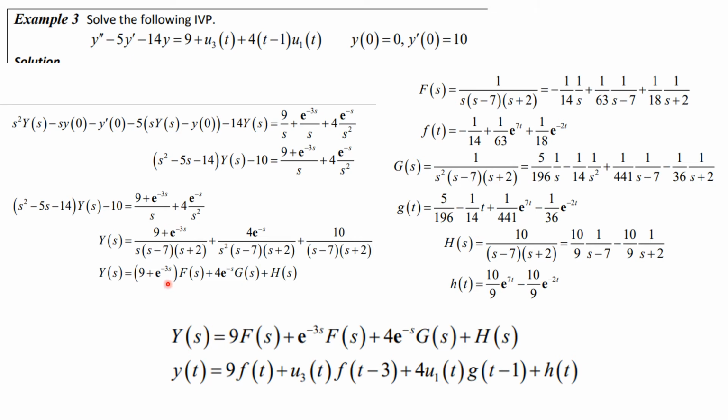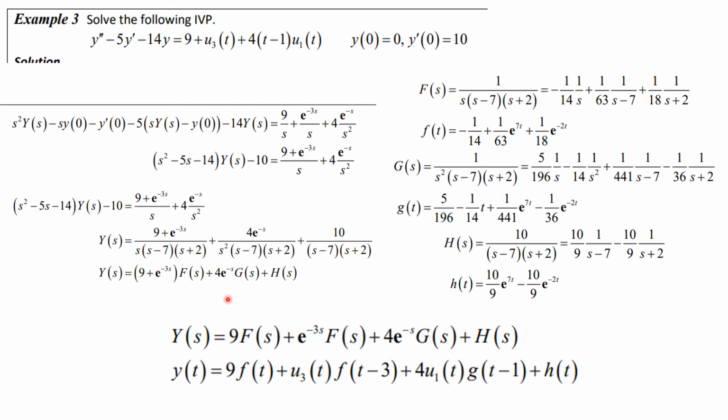But this time, what happens is I end up with an F(s), a G(s), and an H(s). I have to know how to take the transforms of these. So first thing I do, partial fraction decomposition of F(s), G(s), and H(s). And then I think about what the inverse transforms are of these, and this is f(t), g(t), and h(t).